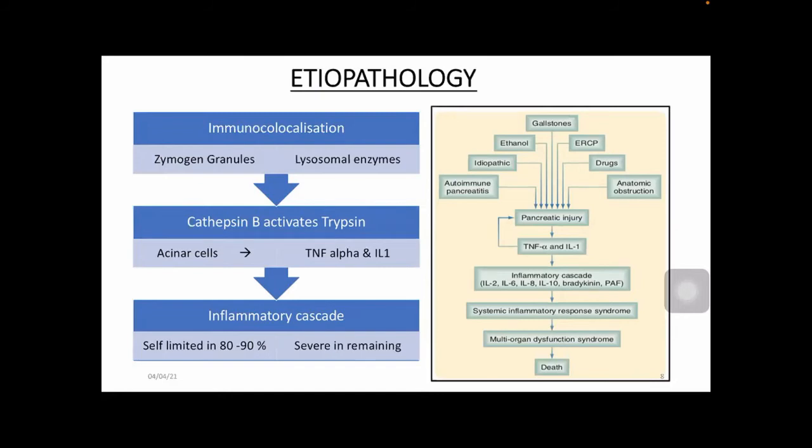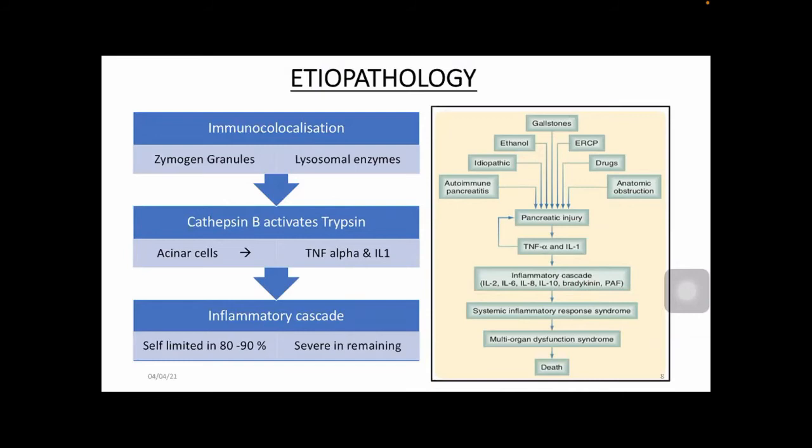So whatever is the cause, whether it is ethanol or gallstone or ERCP-induced or drug-induced or anatomic obstruction or idiopathic or autoimmune pancreatitis, all cause pancreatic injury, and the initial inflammatory cytokines released are TNF alpha and IL-1. So that will initiate an inflammatory cascade, and all the cytokines like IL-2, IL-6, 8, 10, bradykinin, platelet activating factor all exaggerate the inflammatory response. And if it's not getting controlled, it results in SIRS and MODS, and ultimately results in mortality.